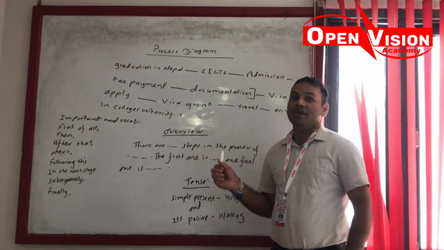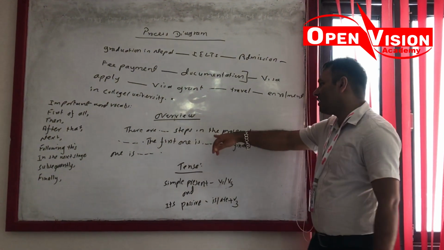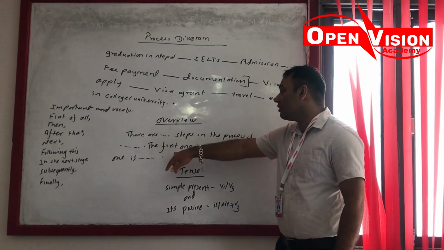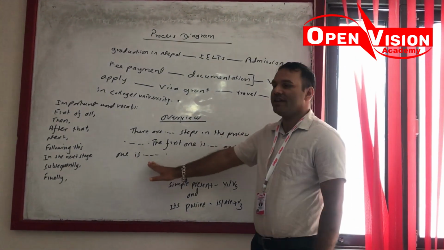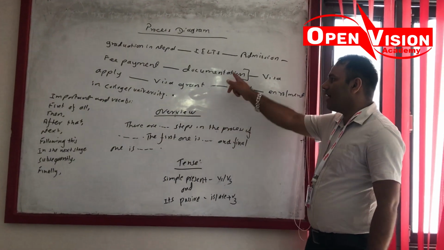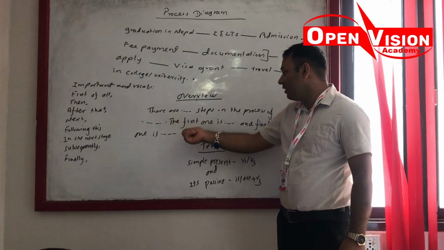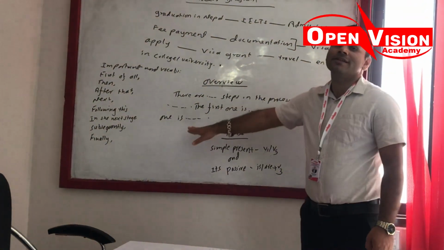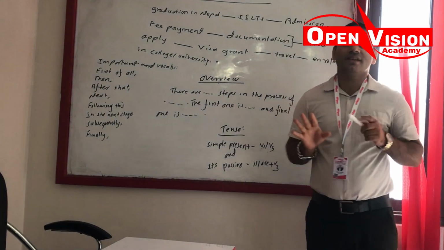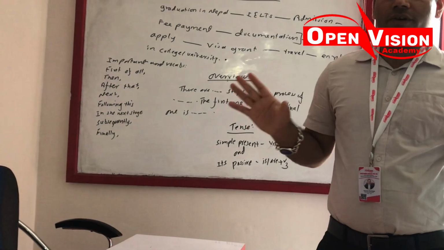And for the overview, it's very simple. For the overview, what you can do, there are steps in the process. The first one is a step and the final one is a step. For example, let's see, there are 9 stages in the process of Canada visa application. The first one is graduation in Nepal, and the final one is enrollment in college or university. You can write this one, then that is enough for the overview.